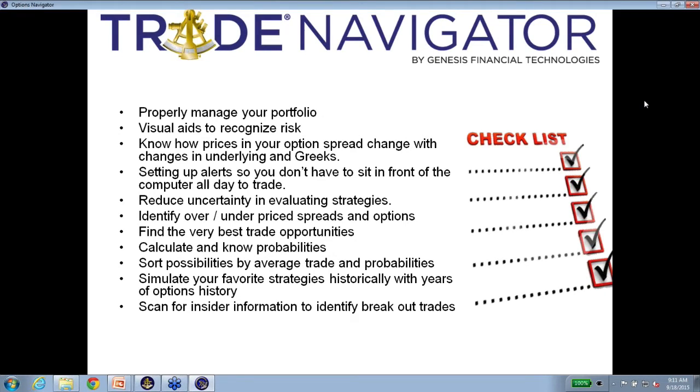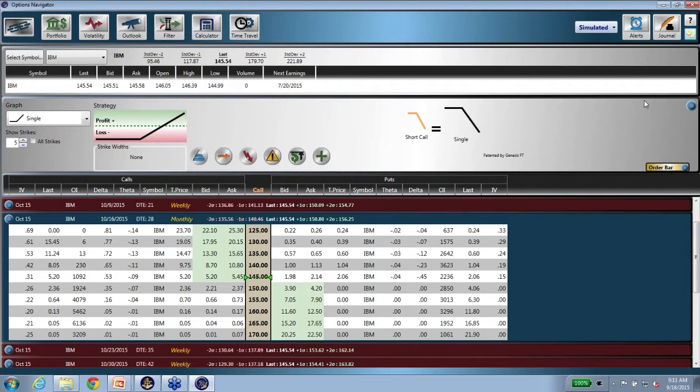With that, let's go ahead and get right into Options Navigator. So again, this is a tool to do more than just look at a chain and make trades. You can do all that, but really the whole thing was designed to properly manage your portfolio and also help educate. Because I know when I started learning options, I still need education on options.